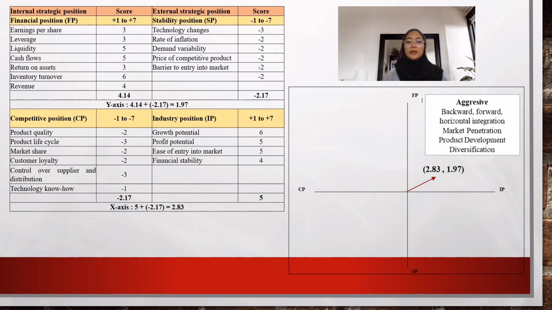Okay, as we can see in the table, there are internal strategic position and external strategic position. What we have to do is rate them from worst to best. As we can see, for financial position we got a 4.14 score, and for competitive position we got a negative 2.17 score. Stability position, negative 2.17 score, and the last one, industry position, a 5 score. Okay, what we have to do is get the x and y axis so that we can plot it in the graph.